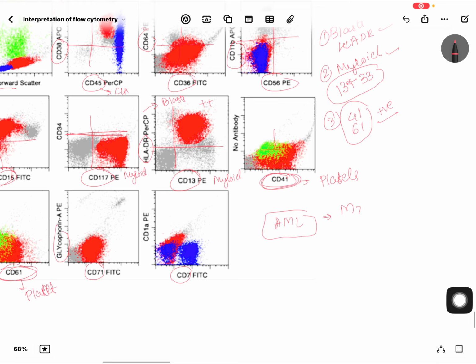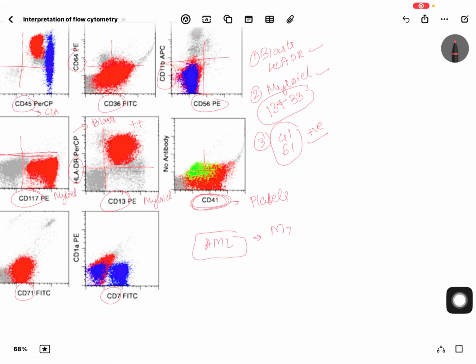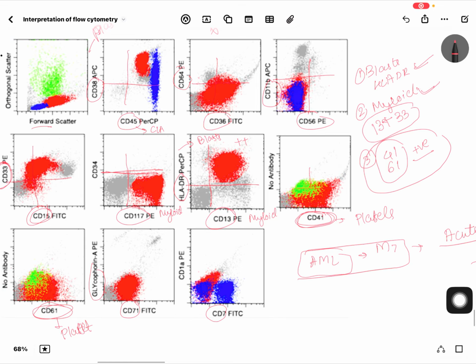So what is the final answer? What is AML M7? It is nothing but acute megakaryocytic leukemia. Why? Because blasts are present, myeloid series is present, along with prominently CD41 and 61, which are the markers of megakaryocytes or platelets. So AML M7 category, that is acute megakaryocytic leukemia. Most important example. Got it?